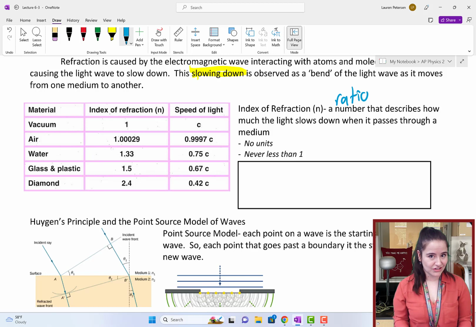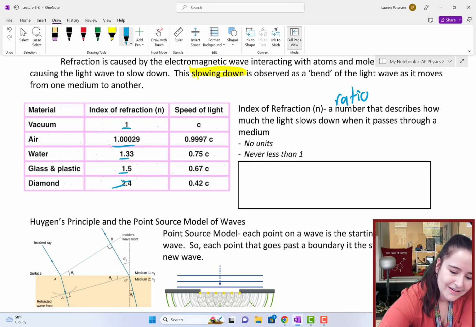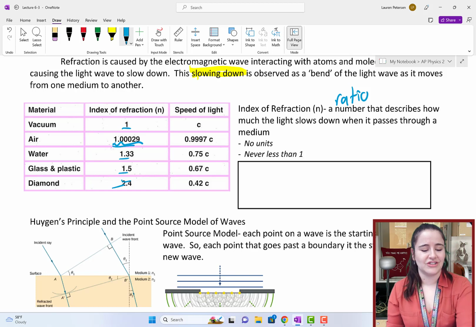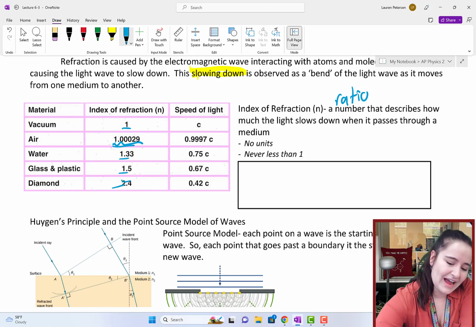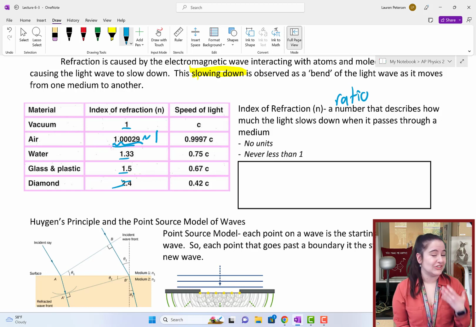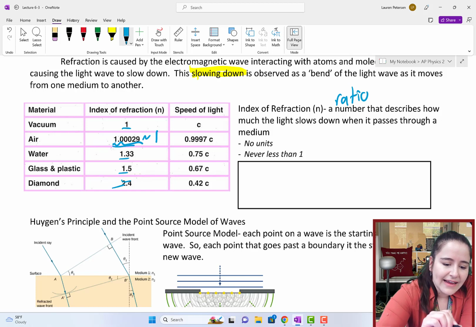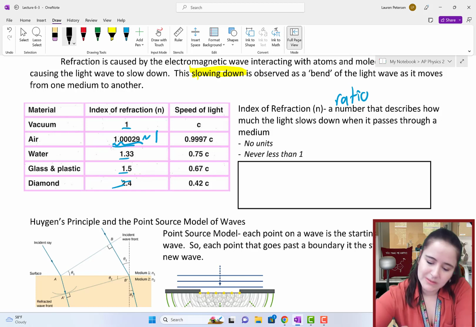Now, because it is just a ratio of those speeds, it's never going to be less than 1. You can see here that they are all slightly over. For air, its index of refraction is 1.00029. So 95% of the time, we're just going to be using 1. And again, like I said, it is that ratio of the speeds.